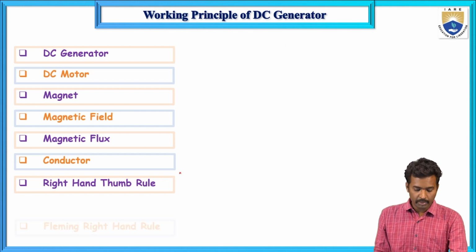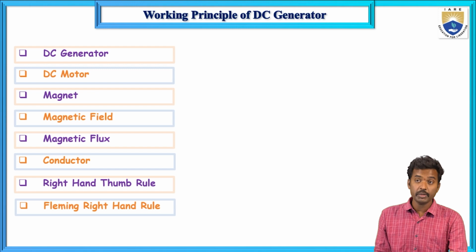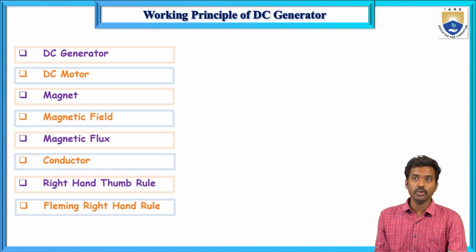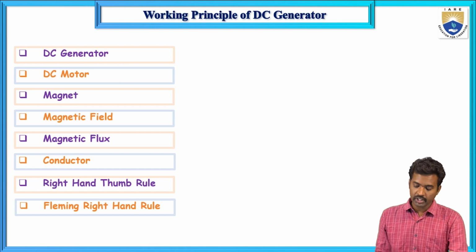What about Fleming's right hand rule? This rule can be used in the DC generator working principle to determine the induced EMF direction. When you connect the load to the generator, current flows in the generator, and that current direction can be determined by Fleming's left hand rule.